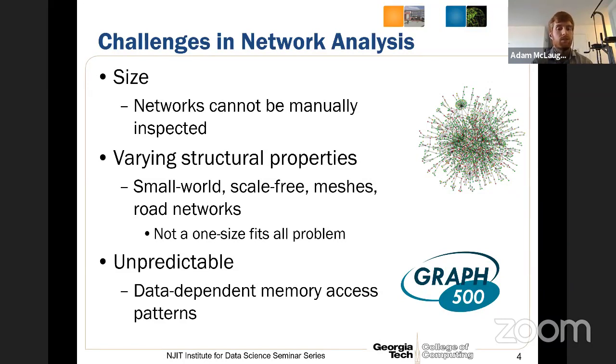There's this so-called small world phenomenon. There are scale-free graphs. There are meshes, road networks. So graphs aren't this one-size-fits-all problem, and you're going to need potentially different techniques to apply to different types of graphs, which we'll get into later. Finally, graphs are unpredictable. They're not a clean n by n matrix where you have predictable memory access patterns. Nodes can have any number of connections to them, and that leads to challenges when creating graph algorithms.